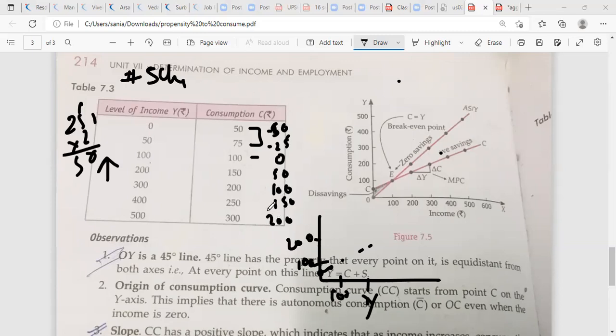So this will be the savings, right? So first you will draw the consumption one. Then you will first draw the consumption curve, this one. And then let me know. Then I'll tell you how you have to draw the savings curve.